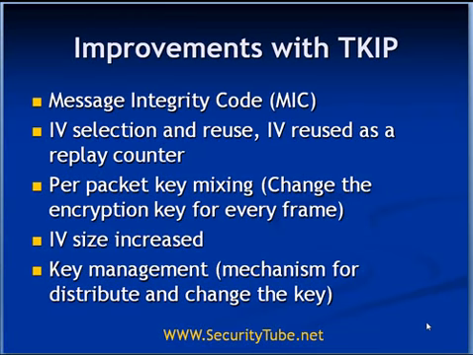Then IV selection and reuse is an important thing. The IV is reused as a replay counter. IV is not just an initialization vector, but it is also reused as a replay counter. The same IV will never happen again. Per packet key mixing is used. Then again there is an increase in IV size. In WEP the IV was just 3 bytes. Now in TKIP it is increased to 6 bytes.